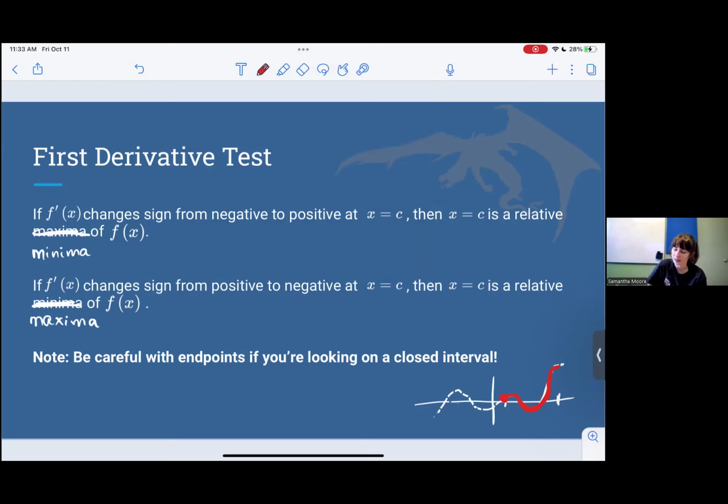And so that's what this note is about, is that you might need to think about your endpoints if you are thinking about just part of the graph rather than the full graph.